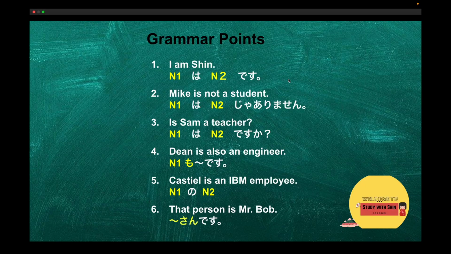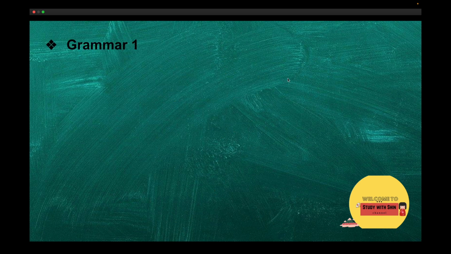Before we start this lesson, I highly recommend you to check out the vocabulary list so that you can easily follow along with this lesson. But don't worry if you haven't fully memorized all the vocabulary, because you can learn it along with me. So without further ado, let's get started. We will learn the following grammar points, and by the end of this lesson, you will be able to introduce yourself in Japanese.